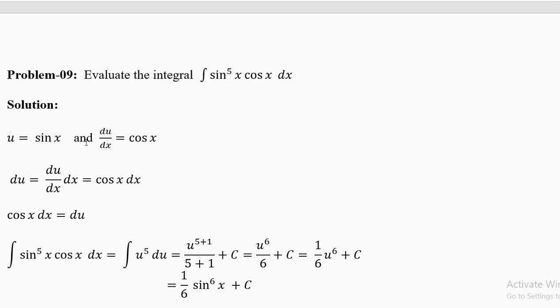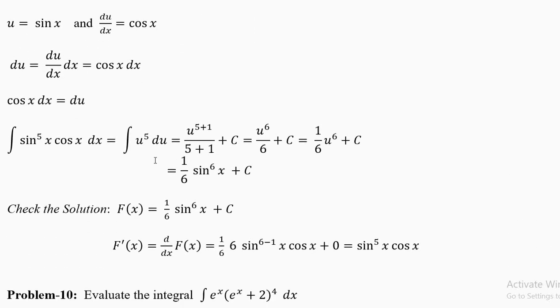Let u equal sine x. du by dx equals cos x, so du equals cos x dx. So this cos x dx will become du and this will become u power 5. So you have u power 5 du, which is u power 6 by 6.